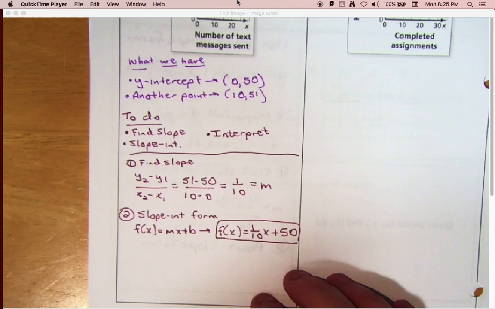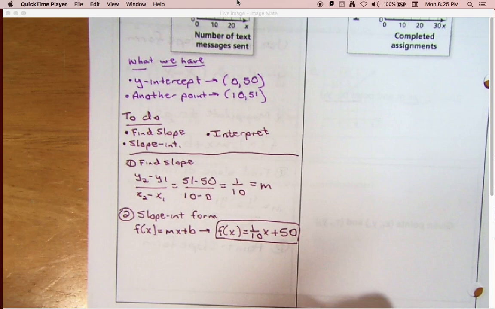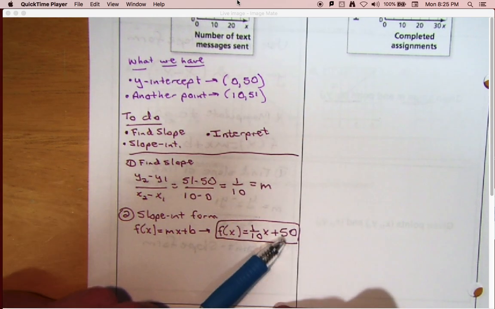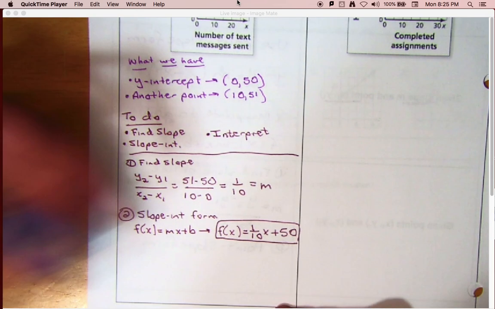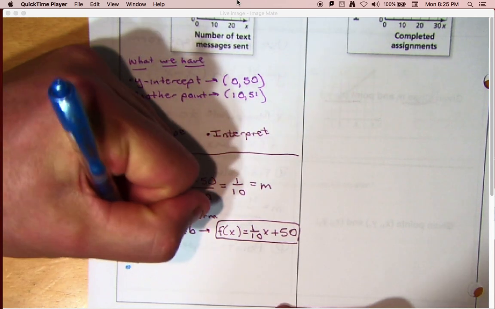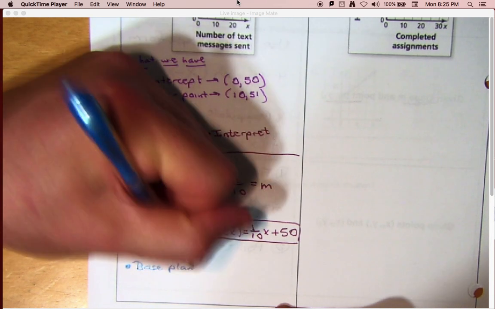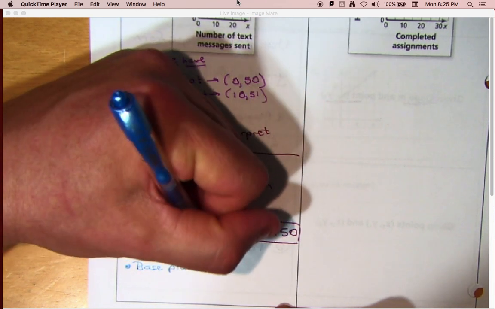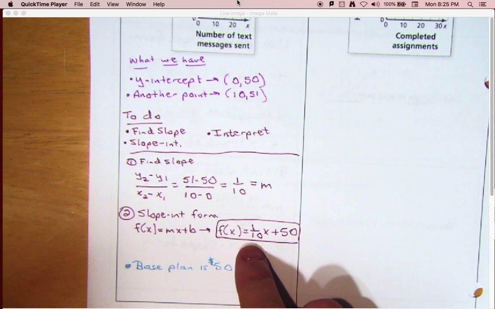Now the last thing we want to do is interpret this thing. So what does it mean? Well, it means a couple of things. First of all, this 50 is my base price. So the base plan is $50. That's the first thing we interpret. Base plan is $50. Now, what's this 1/10 stand for?